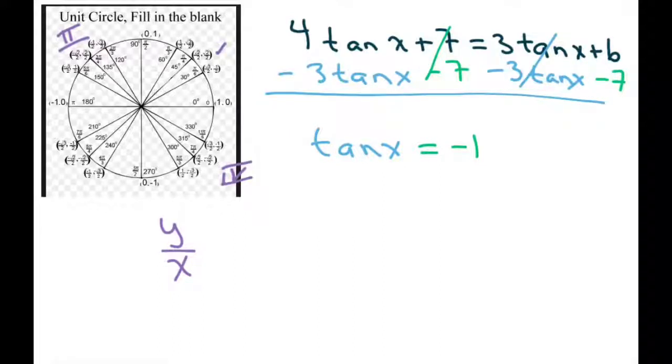So we want the numbers to be the same. So where they're the same is right in here. Here and here. Because when you divide those two numbers, you're going to get negative 1. So our answer is 3 pi over 4 and 7 pi divided by 4.